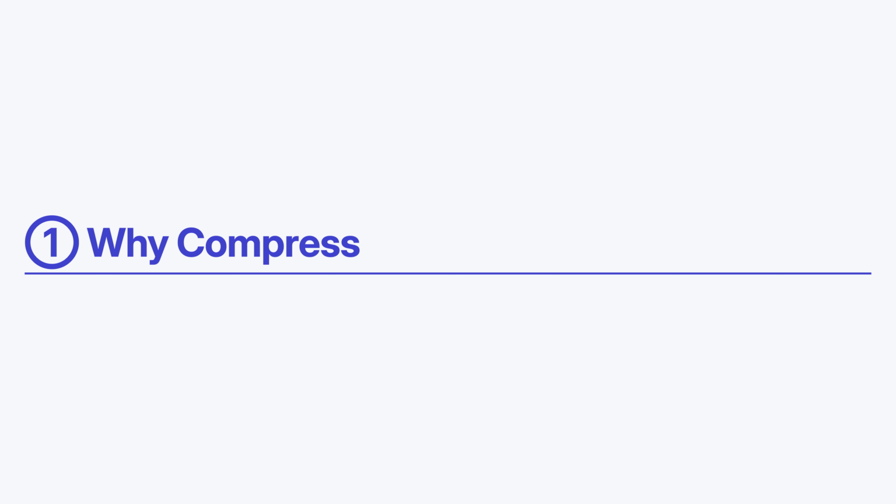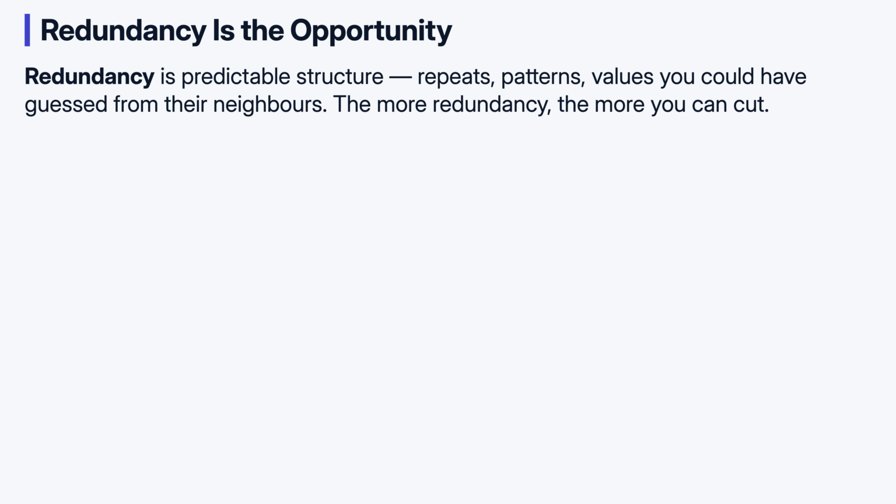Let's start with the reason compression is even possible. Real data repeats itself. Compression works because real data is redundant. Redundancy means predictable structure, repeats, patterns, or values you could have guessed from the ones around them. The more redundancy a file has, the more you can cut. It shows up in 3 main forms.